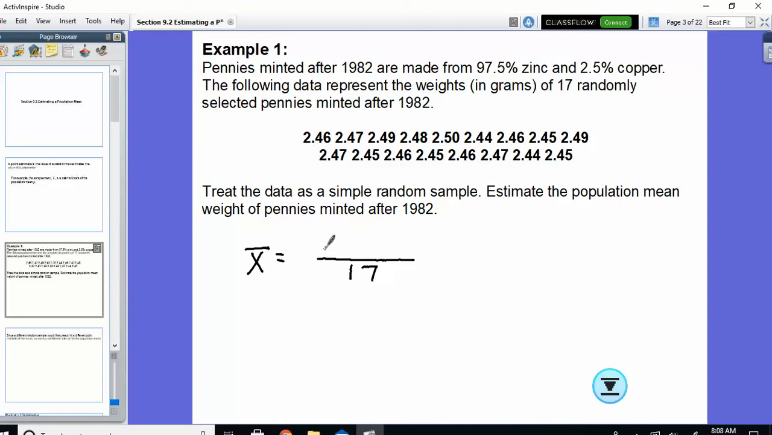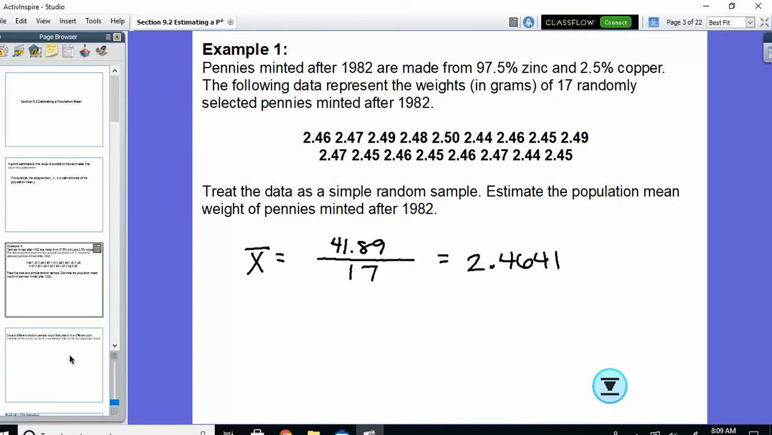What did you guys get when you add those all up? 41 point what? 89. And then if you divide that by 17, we get 2.4641 approximately. So we all remember how to find x bar?